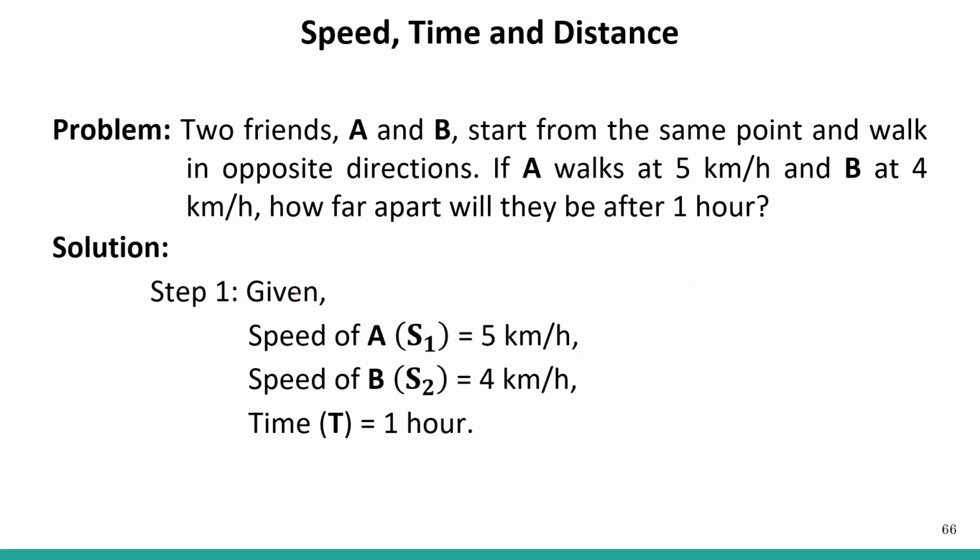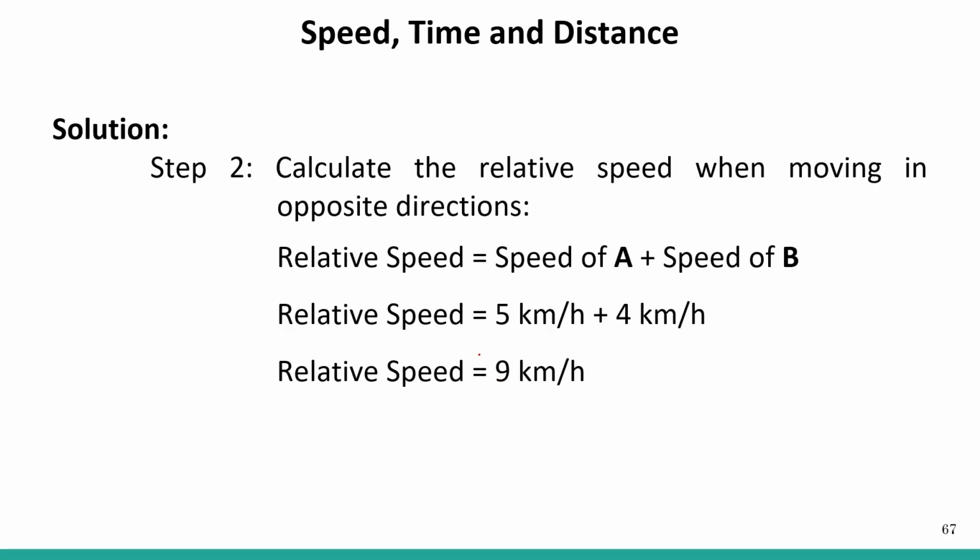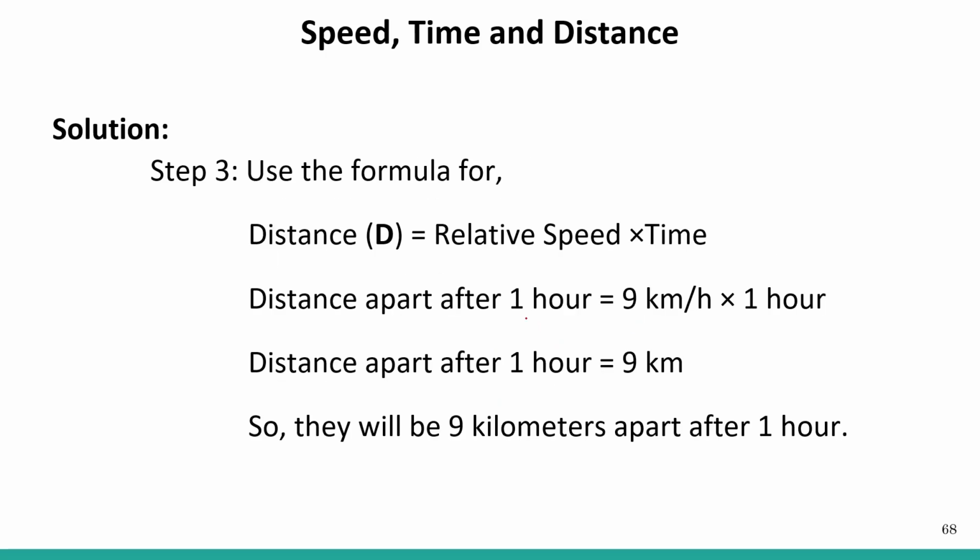So let's see the step-by-step solution. Given speed of A is equal to S1, that is equal to 5 km per hour. Speed of B will be 4 km per hour. So time is 1 hour. So relative speed is equal to 5 plus 4 km per hour, is equal to 9 km per hour. Since the time is 1 hour, the distance apart after 1 hour is equal to 9 km per hour into 1 hour, that is equal to 9 km. So they will be 9 kilometers apart after 1 hour.